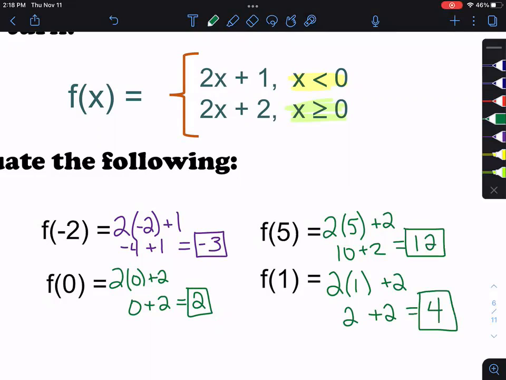You will have some problems like this on your assignment tonight. When you do these, I ask that you just type the numerical answer in. So for these, we would just type in -3, we would type in 2, 12, and 4. So we wouldn't type anything else in there like f of x equals, we wouldn't do f of 1 equals 4. We're just going to type in 4 as our final answer.